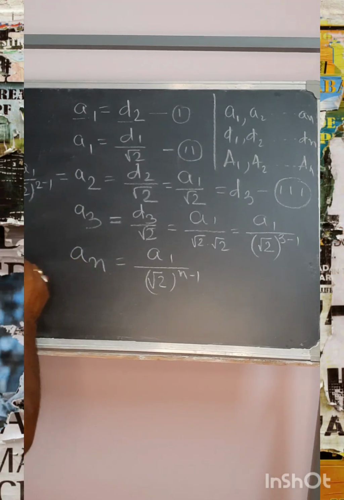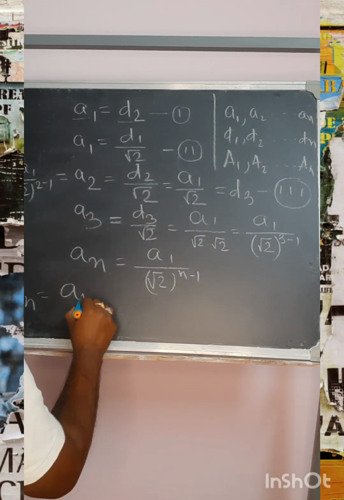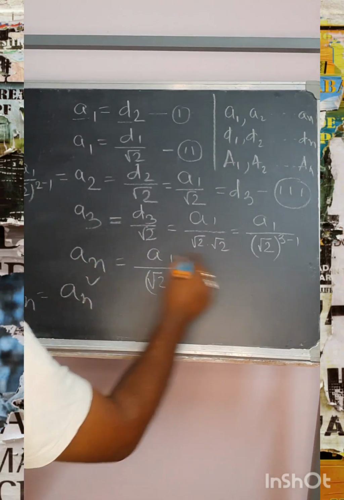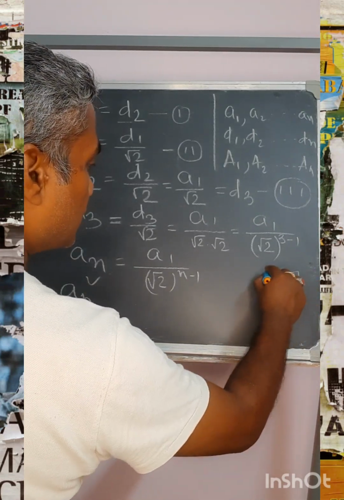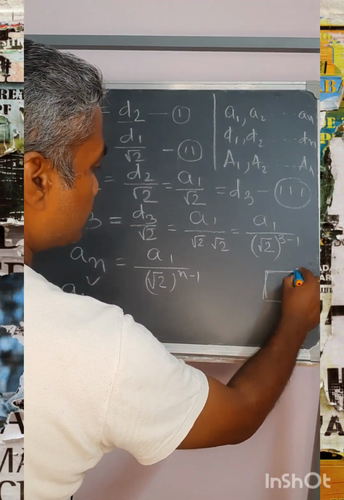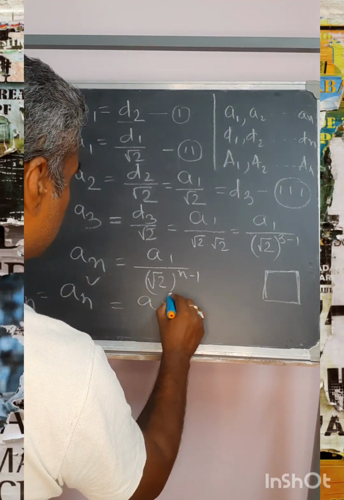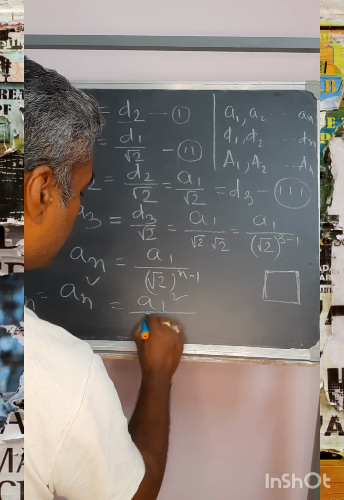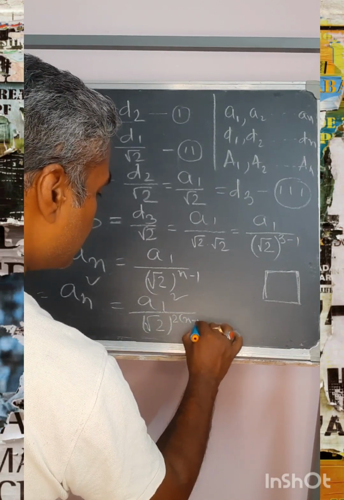Now what would be the area An? It is nothing but the arm length squared, because all of them are squares. So this is A1 squared upon root 2 whole to the power 2 into n minus 1.